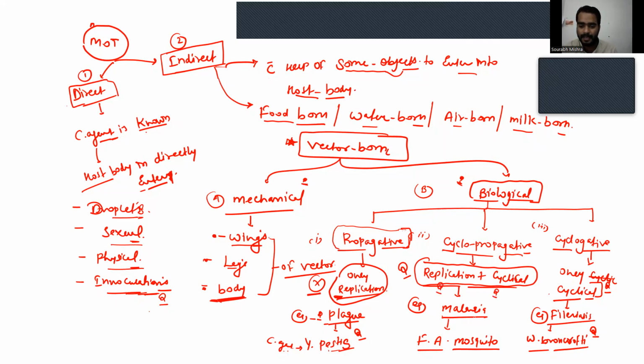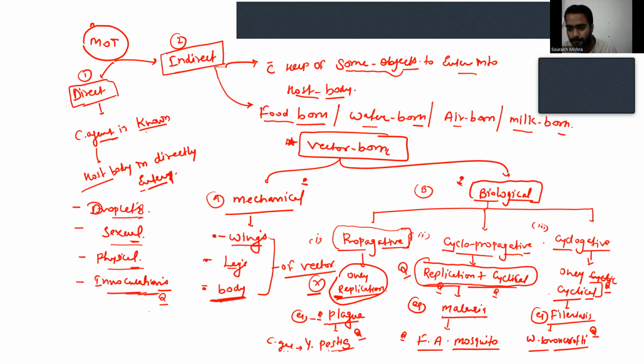The best example is malaria, transmitted by the female Anopheles mosquito. So you see cyclical changes from the asexual cycle to the sexual cycle. Two cycles are present in malarial infection during the mode of transmission. Like that, it's a cyclopropagative type of biological vector-borne indirect mode of transmission.